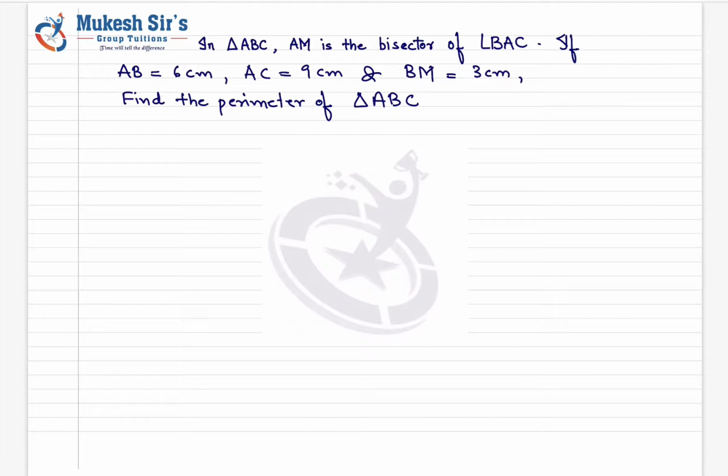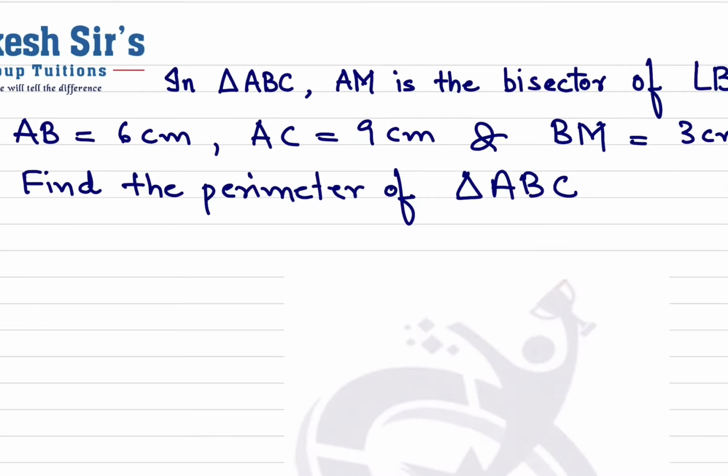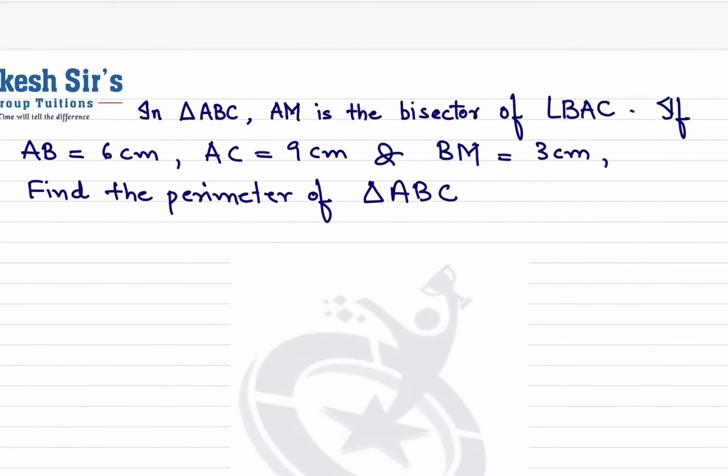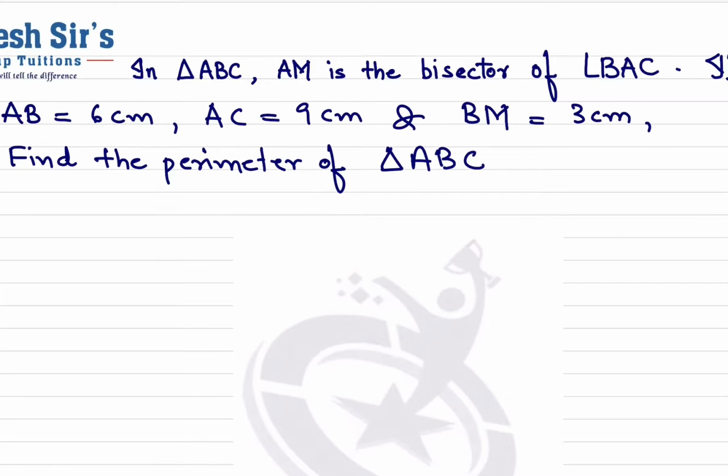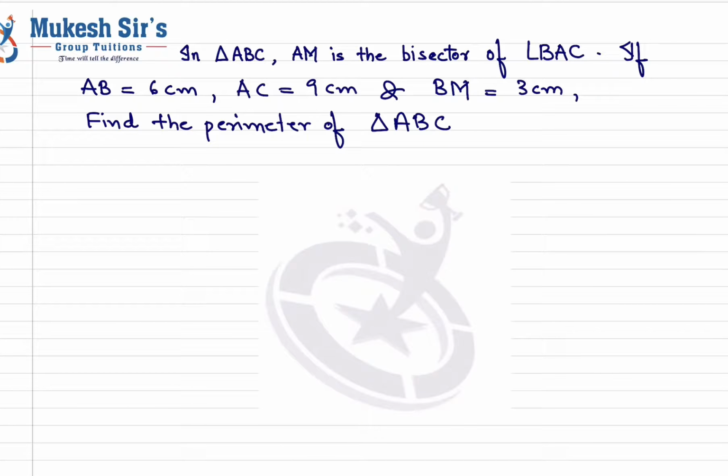Now let's solve a sum based on this. In triangle ABC, AM is the bisector of angle BAC. If AB is equal to 6 centimeters, AC is equal to 9 centimeters, and BM is equal to 3 centimeters, find the perimeter of triangle ABC. So let's draw the triangle and check. You have a triangle ABC, and in this triangle they have given the bisector of angle BAC. So if I take A ka bisector is this.